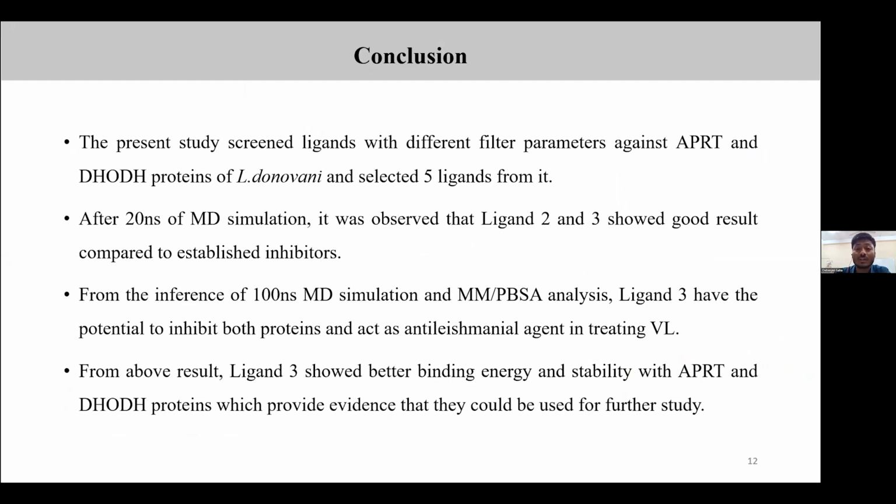Now, in the conclusion, five ligands have been selected from the different filtering parameters, with PRT along the DHATase protein. After 20 nanoseconds, two ligands were selected that showed better results compared to the others, that is ligand 2 and ligand 3. In inference with the 100 nanosecond MD simulation and MMPBSA analysis, ligand 3 has the potential to act as an anti-Leishmania agent for treating VL.